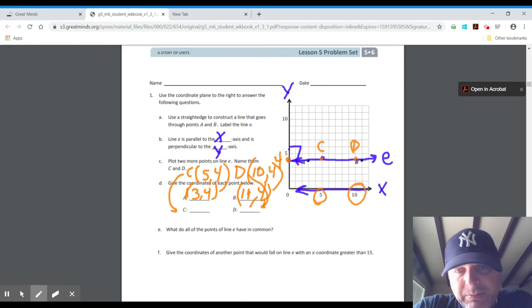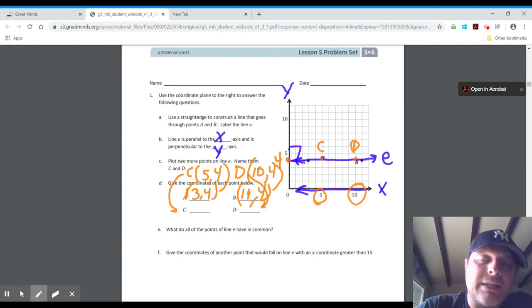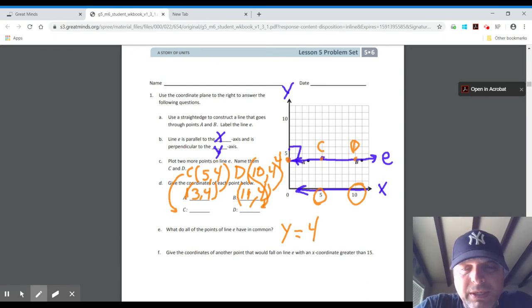Since every one of those points is on the line where Y equals 4, you notice the second number, which is Y, is 4. Okay, notice that. Letter E says, what do all the points on the line have in common? Which I just said, they all have a Y. Y is equal to 4. So all their Y's are equal to 4 on the coordinate grid.